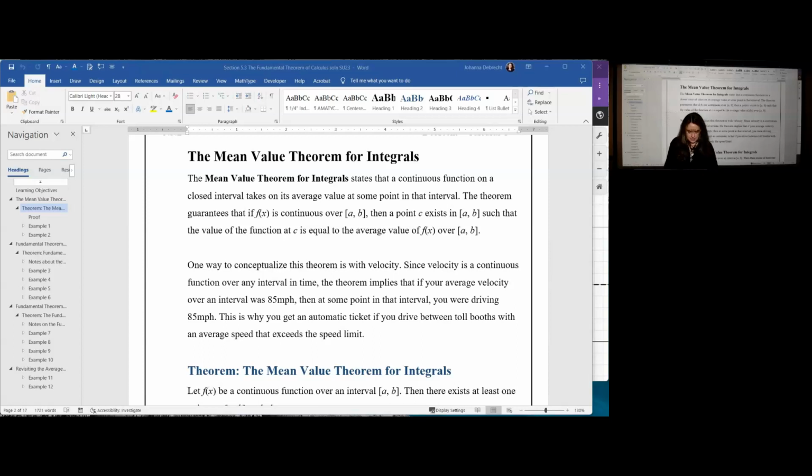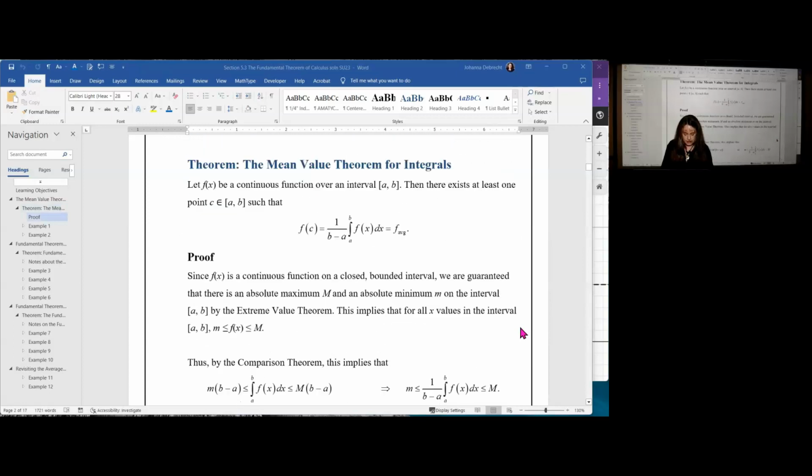Now, the formal statement starts, of course, with a continuous function. Continuity is one of the most important concepts that we have for theorems. It provides the condition that allows the theorem to be proved. The function needs to be continuous over a closed bounded interval from a to b.